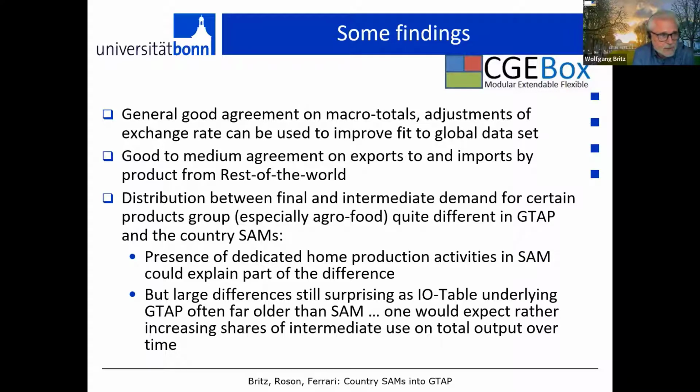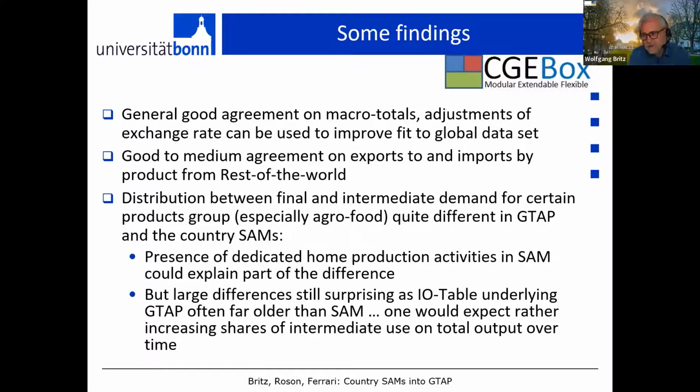Where we were surprised really was that there was, for many countries, a very bad match between the final and intermediate demand for certain product groups in GTAP and in the country SAM. That comes as a surprise, especially as we have seen a lot less intermediate demand in the country SAM than we have seen in GTAP, despite the fact that our SAMs were newer than the ones in GTAP. And normally you would assume, okay, if countries are growing, you see economic growth, you get more well-developed value chains. So normally the share of intermediate demand exchanges between the industries should grow and not shrink.